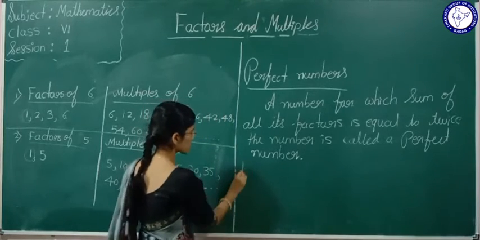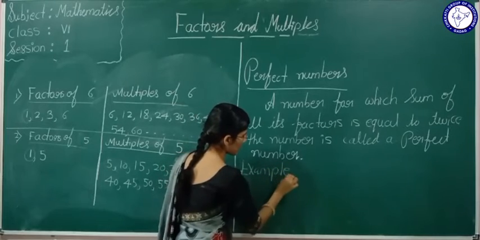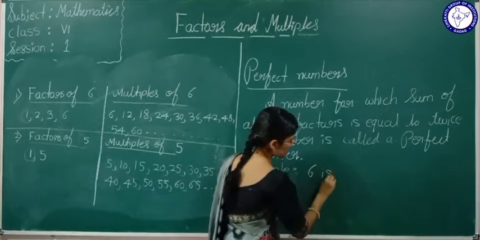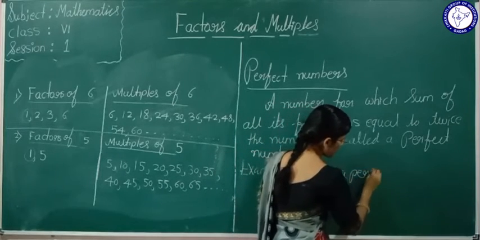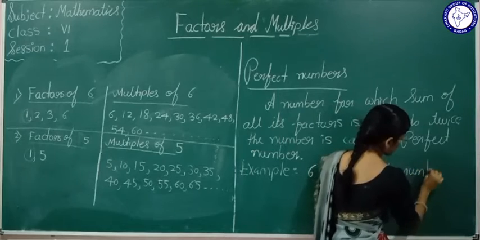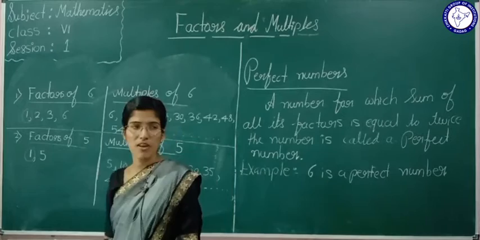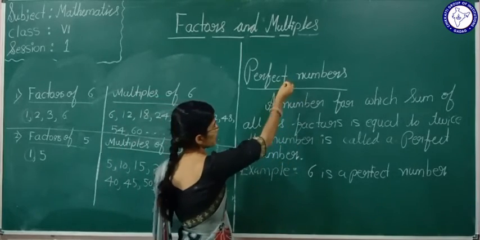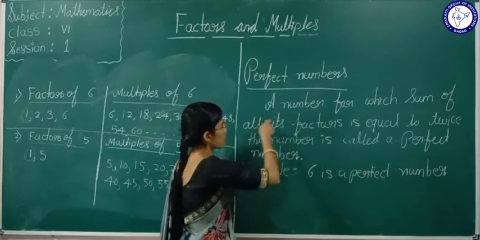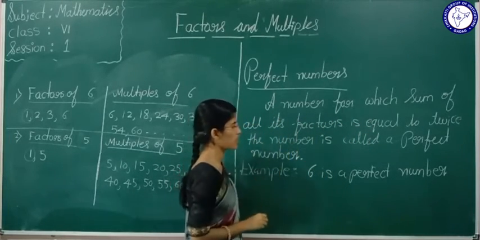Now see what it is telling. We will take one example and see. I am telling you 6 is a perfect number. Why? Because a perfect number is a number for which the sum of all its factors is equal to twice the number.